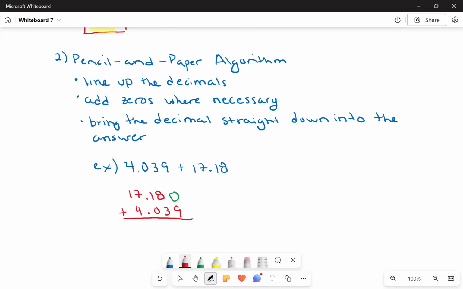Okay, so 0 plus 9 is 9. 8 plus 3 is 11. Carry the 1. That's 2. I know they don't use the phrase carry anymore, but I can't remember what the one they use is. And there we go. 21.219. So exciting.